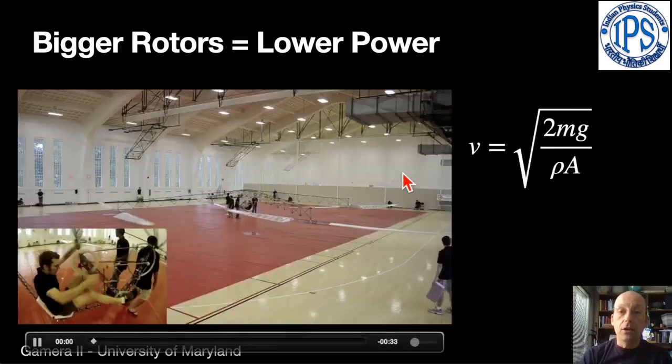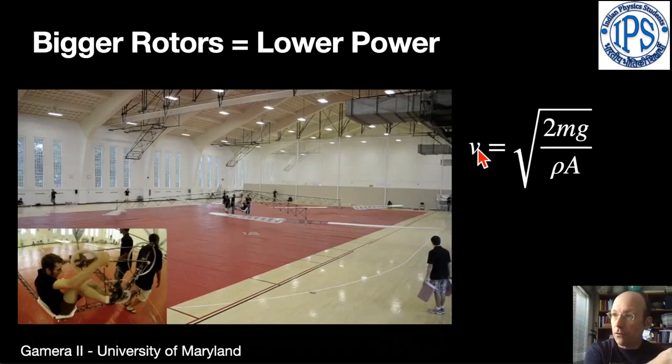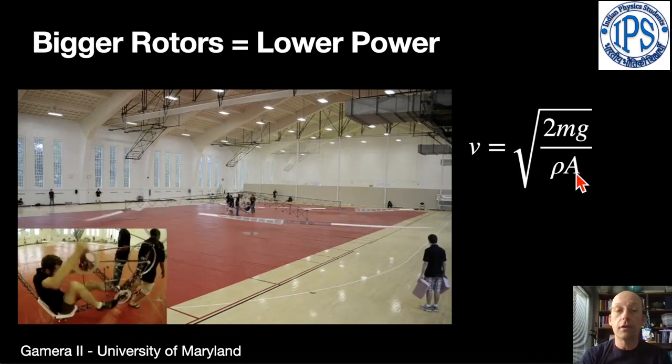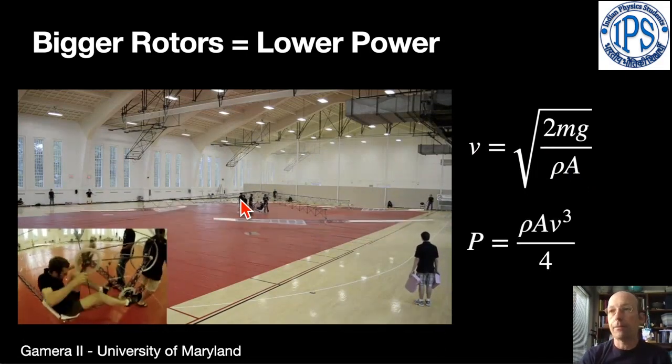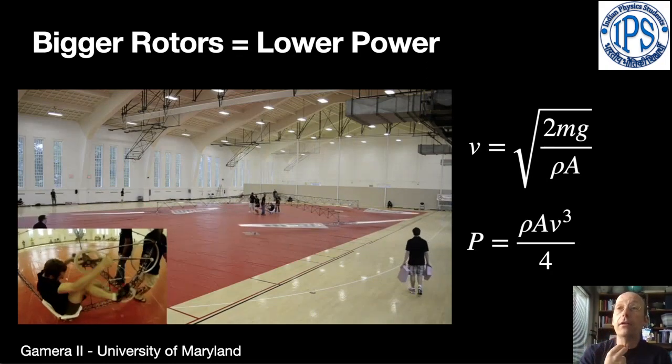And so again, remember, the power depends on velocity cubed. So you want that velocity as low as possible, and that means make as large of a rotor size as you could. So those are really large rotors. And there's your power. Well, before we go on to calculating the actual power of this, it's important to realize this.